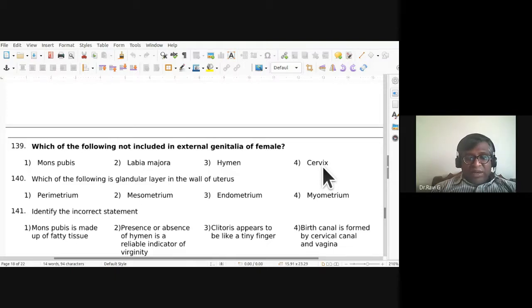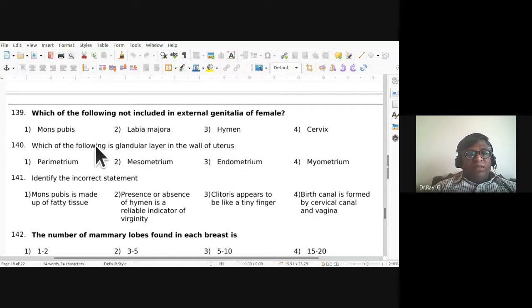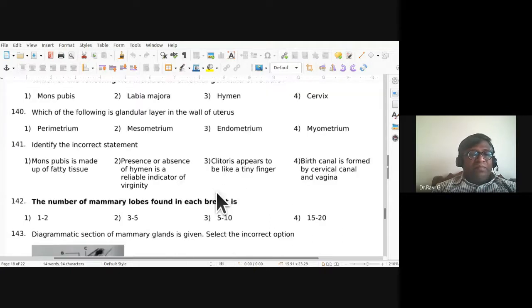139th is D. 140th, which of the following is the glandular layer in the wall of the uterus? Is it perimetrium, mesometrium, endometrium? So endometrium is the glandular layer in the wall of the uterus. So 140th, C, the third one, is the answer.